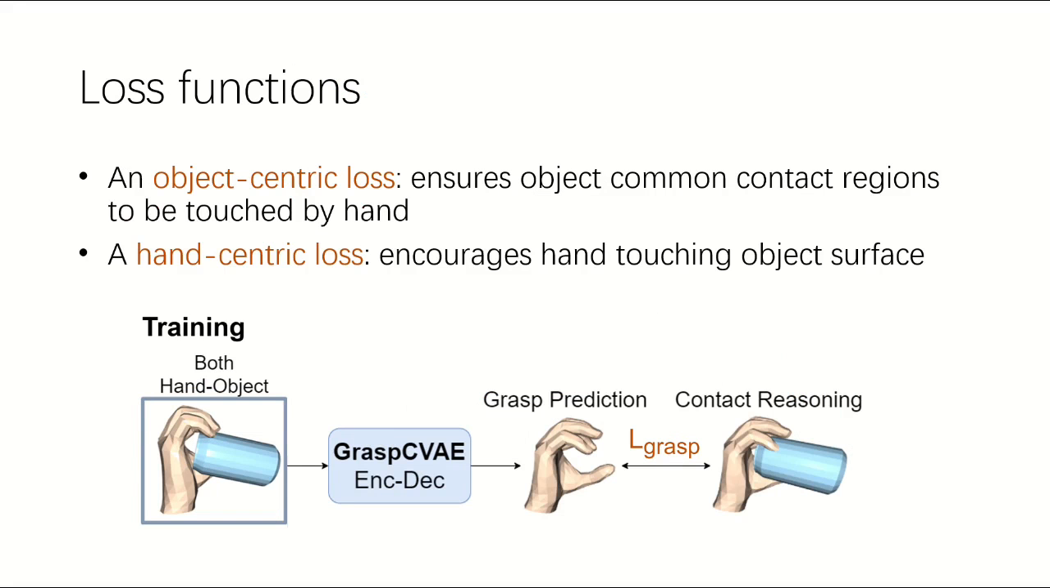Also, for training the grasp CVAE, we propose two novel loss functions. The first is an object-centric loss, which ensures the object's common contact regions of the ground truth are touched, but does not specify which finger or hand part should contact it. And then, a hand-centric loss finds the answer dynamically by encouraging the hand to touch the object surface.